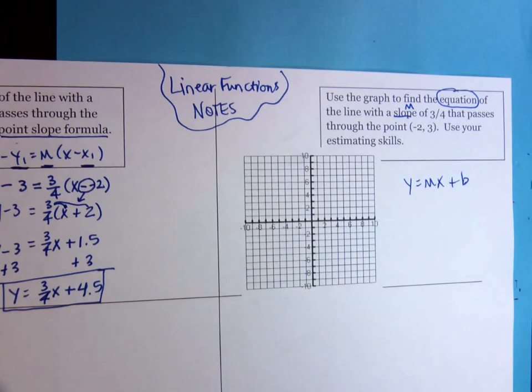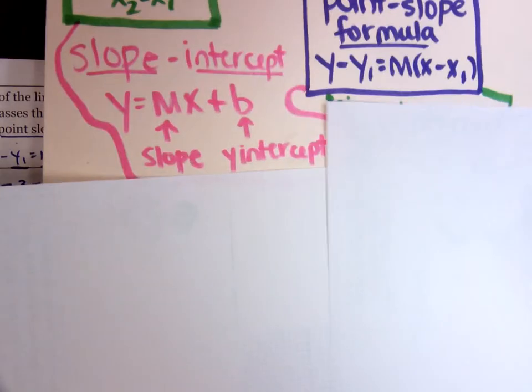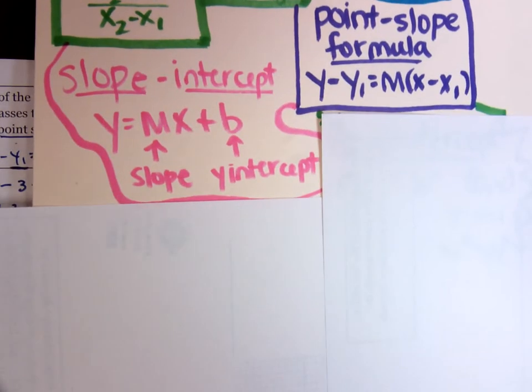Remember that that is called your slope-intercept form, so get you a new marker and let's write it in our folder. So the slope-intercept form of an equation is y equals mx plus b, where m is your slope and b is your y-intercept.